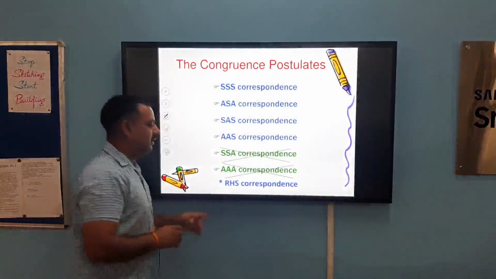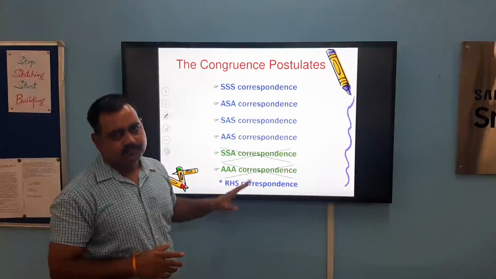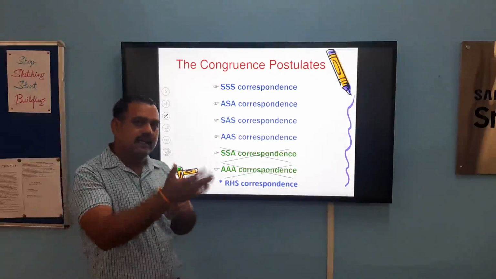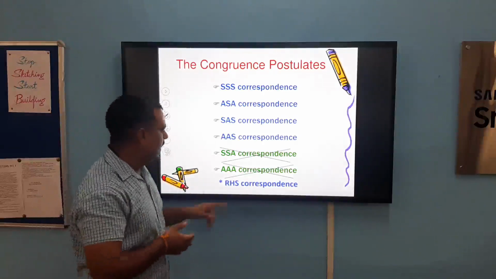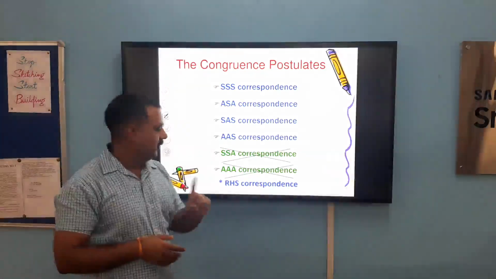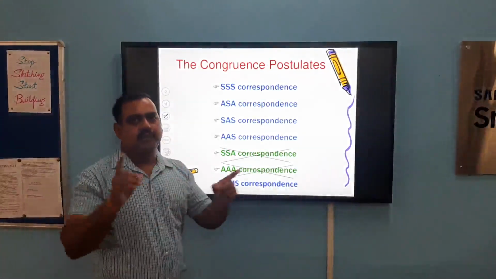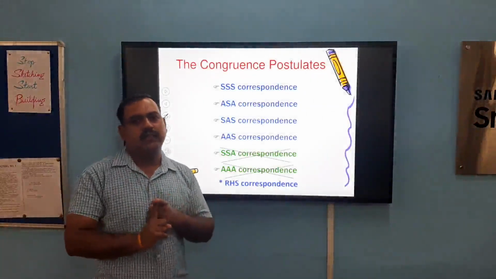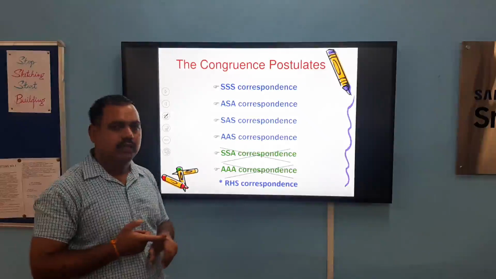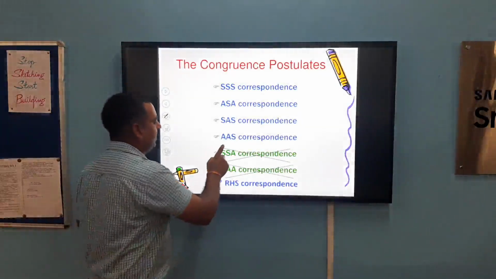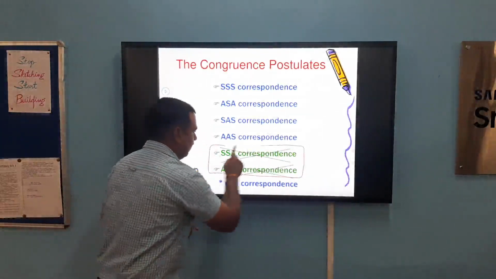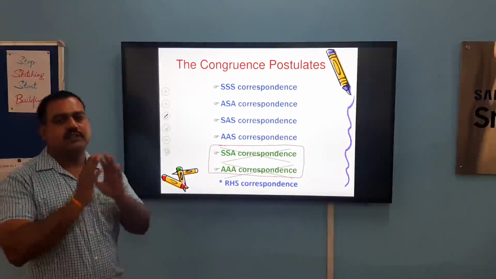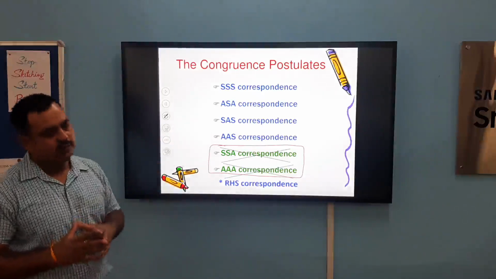And the last one is RHS correspondence, which is specially for right angle triangles. In any two right angle triangles, if one angle is a right angle, the hypotenuses of both triangles are the same, and one pair of equal sides is also there, then the two right angle triangles are congruent to one another. Here we also learned that SSA and AAA correspondences do not exist for congruency of two triangles.